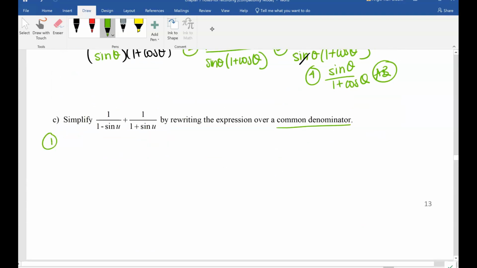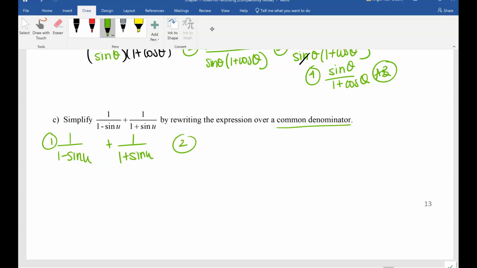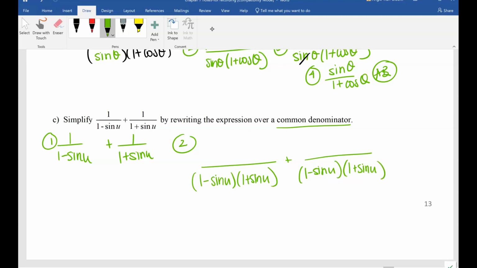So step number 1, copy down the problem again. 1 minus sine of u plus 1 over 1 plus sine of u. Your common denominator, you don't have a lot of choices here, you're just going to have to multiply those two together. So 1 minus sine of u. And again, you have to show me all of your steps. No, you can't do proofs in your head. The whole reason of doing proofs is that I'm trying to understand your head. I'm trying to get in your head.